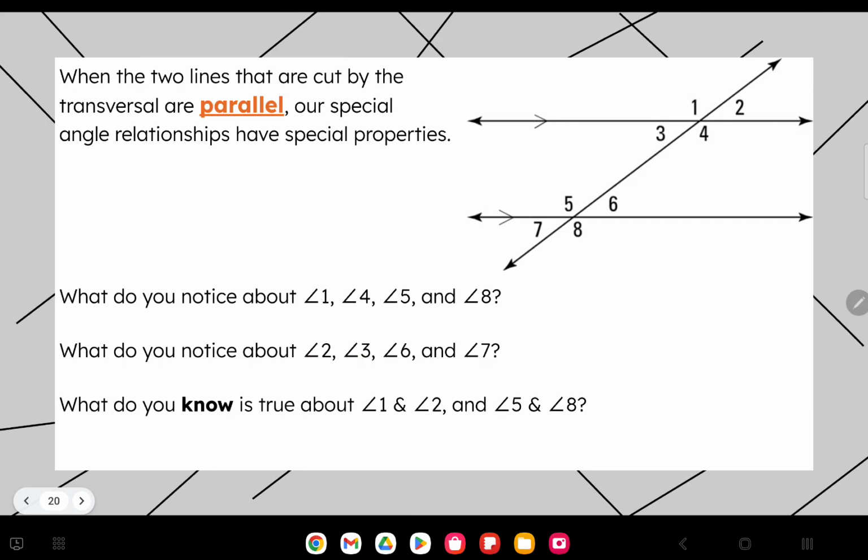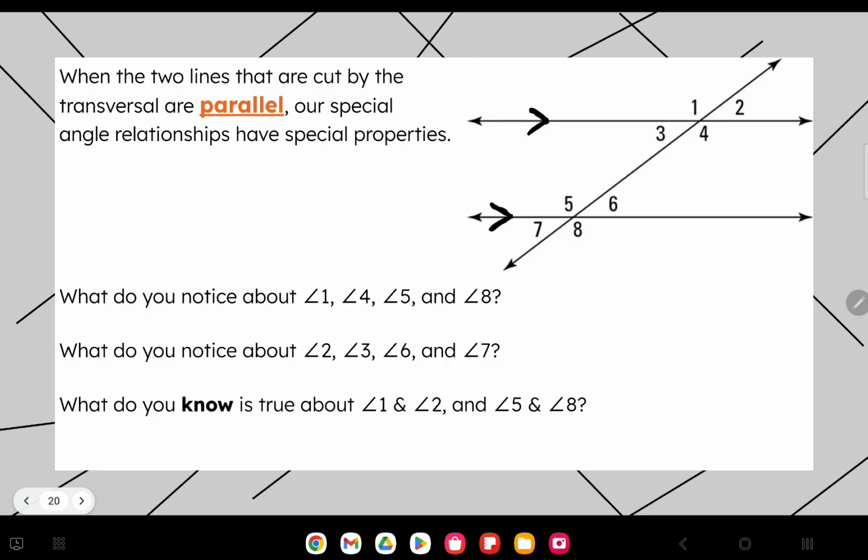When two lines that are cut by a transversal are parallel, and that's what these little arrows mean. If you see a pair of lines with the arrows on them, that means they're parallel. Our special angle relationships have special properties. So let's take a look at some of these angles.